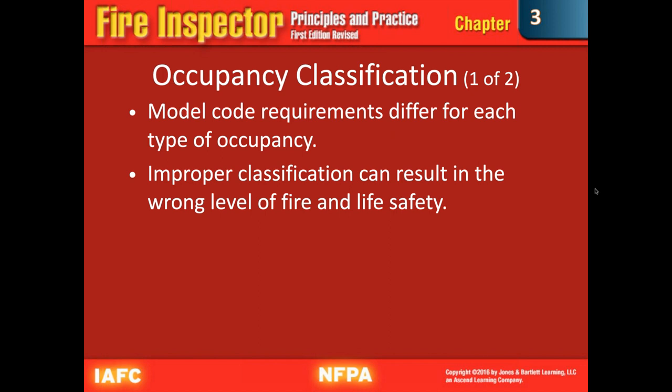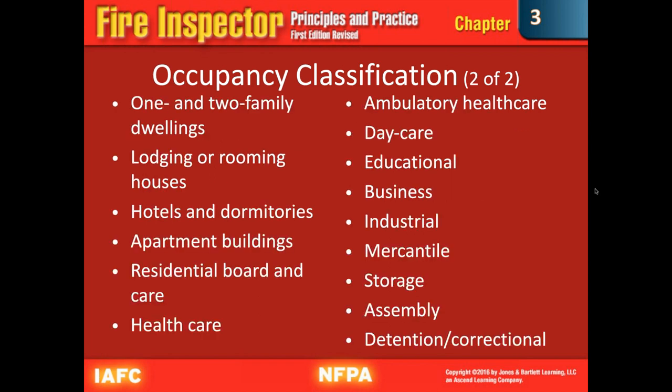NFPA 101 Life Safety Code gives 15 occupancy groupings. You have 1 and 2 family dwellings. Let me get to the right slide. There we go. Lodging or rooming houses, hotels and dormitories, apartment buildings, residential board and care, healthcare, ambulatory healthcare. The difference between the two, I'll go ahead and stop there and say it, healthcare versus ambulatory.